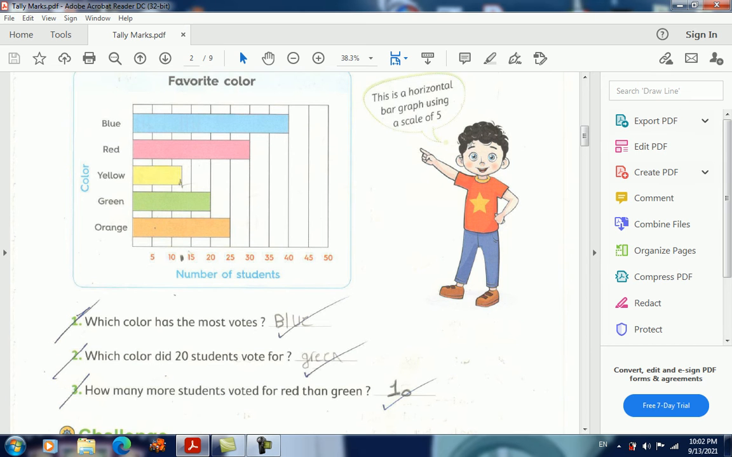Then, how many more students voted for red than green? This means I have to get the number for the red and the number for the green, and then subtract them to know how much more one is than the other. For the red, the end of the red bar corresponds to 30, so there are 30 reds. And for the green, there are 20. So 30 minus 20 is 10. So there are 10 more students who love red than green.